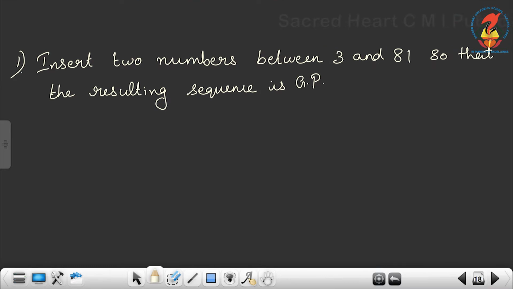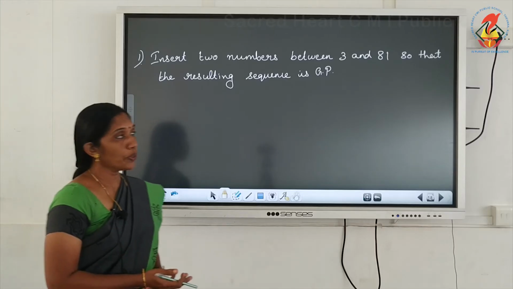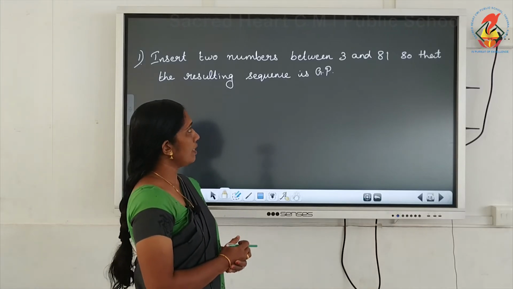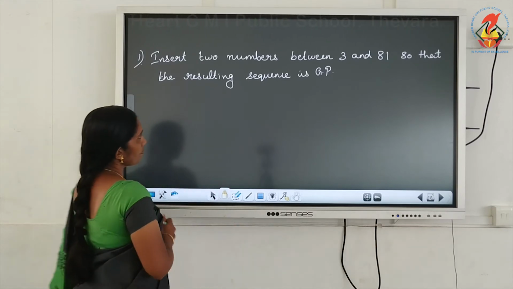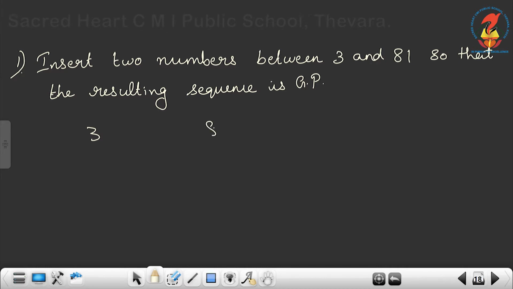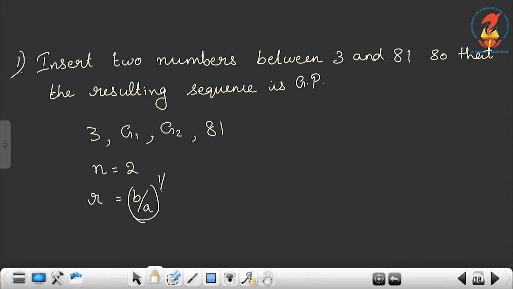Now problems. Insert two numbers between 3 and 81 so that the resulting sequence is GP. So 3 and 81 are two numbers. Between these two we have to insert two numbers. Only two numbers we have to insert. So here n is 2 and r is, the formula is (b by a) raised to 1 by n plus 1.